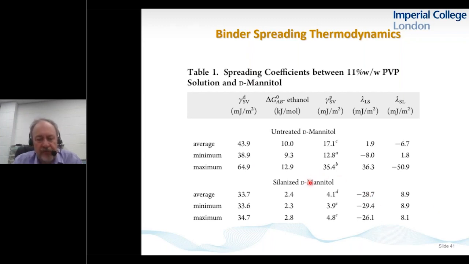So the silanized material here, we would expect the liquid not to spread, and that corresponds to this spreading coefficient here. And these ones here, which are negative, that implies that the liquid will spread. So liquid spreads on the untreated mannitols. Okay, it's a hydrophilic solution, so that's not unreasonable. And on a hydrophobic solution, it does not want to spread.